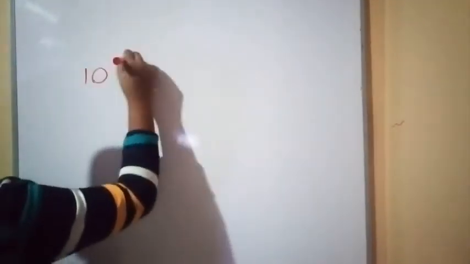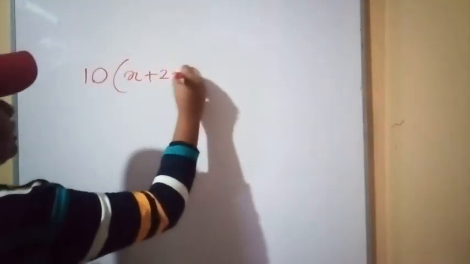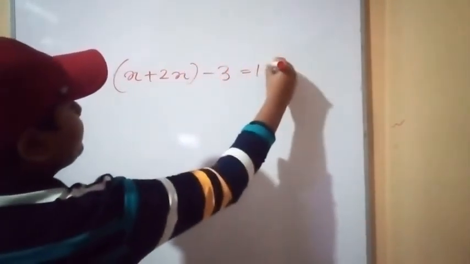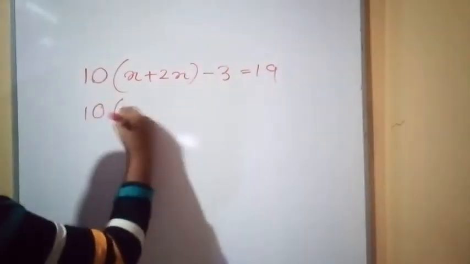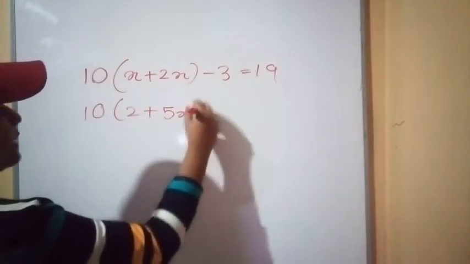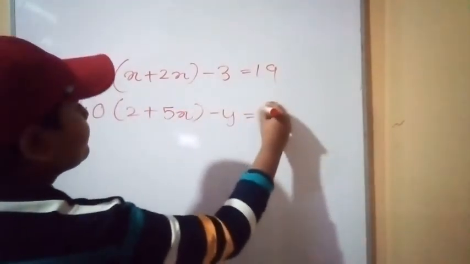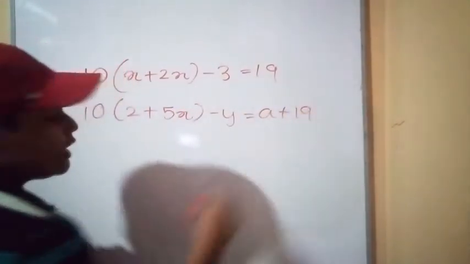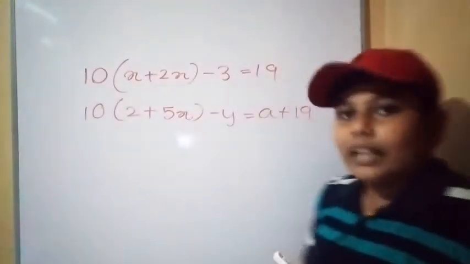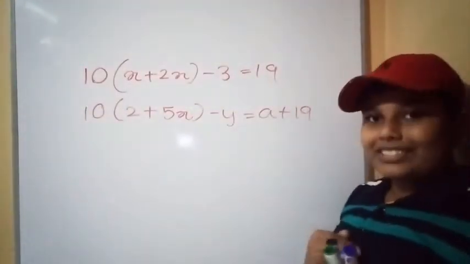An equation containing only one unknown with the index only one is called a simple equation. That means simple equations have only one. Something like this, and something like 2 plus 5x, that means subtract y means a plus 19. Like that there are equations to solve.